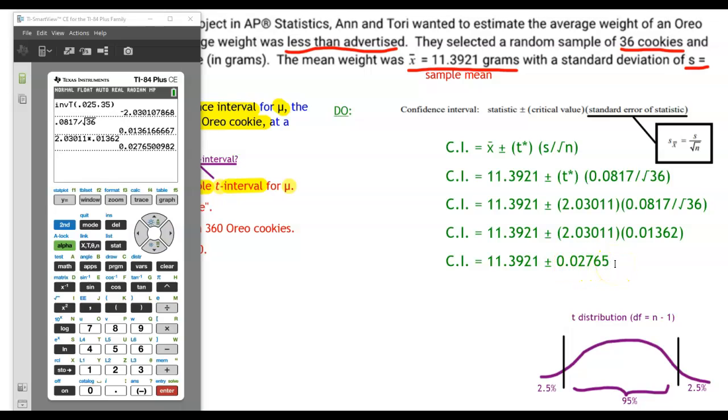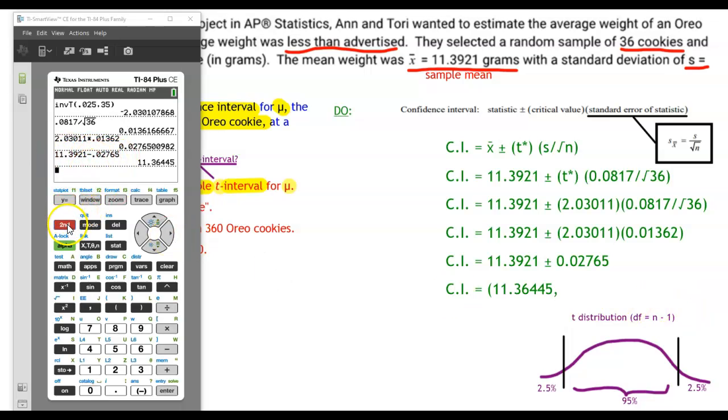And then finally, I'm going to write down my confidence interval by taking this 11.3921, my point estimate, and then adding and subtracting 0.02765 from it. Now here I've found my lower bound, 11.36445, and I wanted to show you a trick on the calculator to do this a little bit more easily.